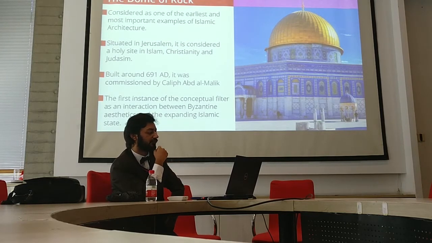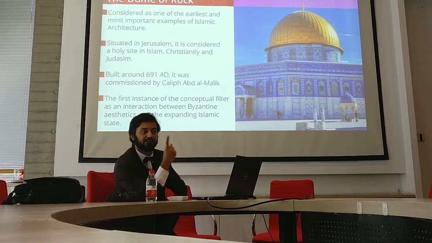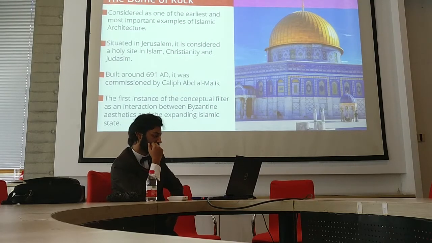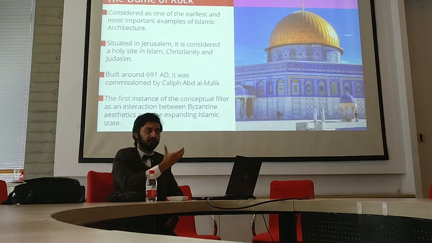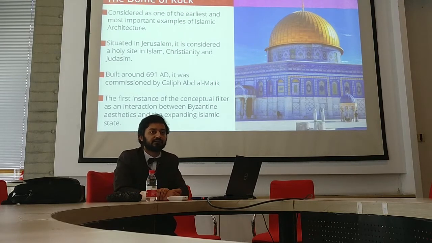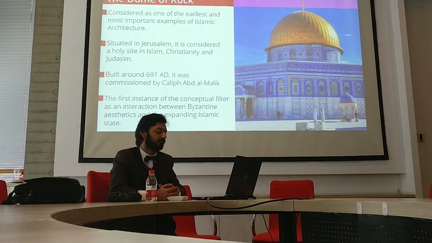And it was built around 691. So you have kind of the end of the 7th century. And Caliph Abdul Malik, he was, you can say, the main ruler of the entire Islamic civilization. And this is the first time that Muslims actually took elements from other cultures and other religions and other regions and sort of made their own.